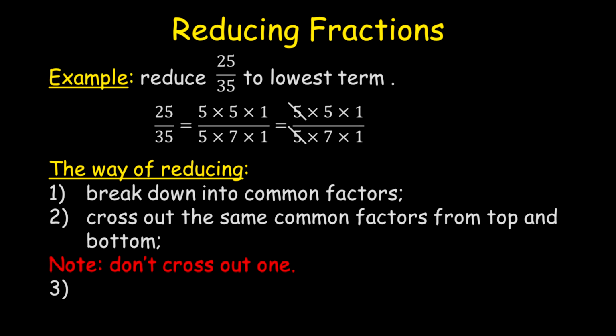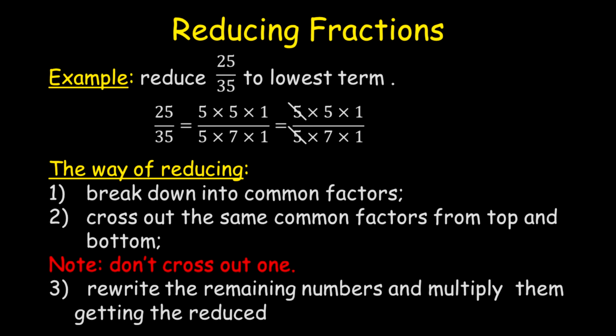The last, third step. Rewrite the remaining numbers and multiply them, getting the reduced fraction. In our task, 5 multiplied by 1 is 5, 7 multiplied by 1 is 7. We have received 5/7.